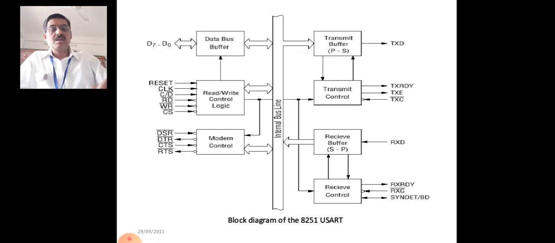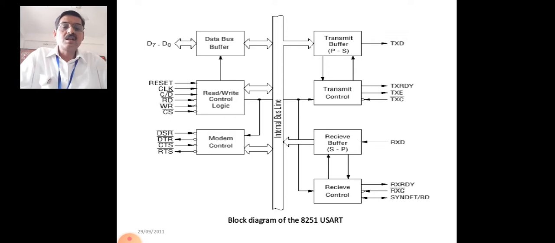This is the block diagram of the 8251 IC. At the right hand side it has 4 blocks: 2 blocks for the transmitter and 2 blocks for the receiver. Whereas at the left hand side you can see there are 3 blocks. One is the data bus buffer, another is the read and write control logic, and another is the modem control. We have to discuss these blocks in the architecture of the 8251.